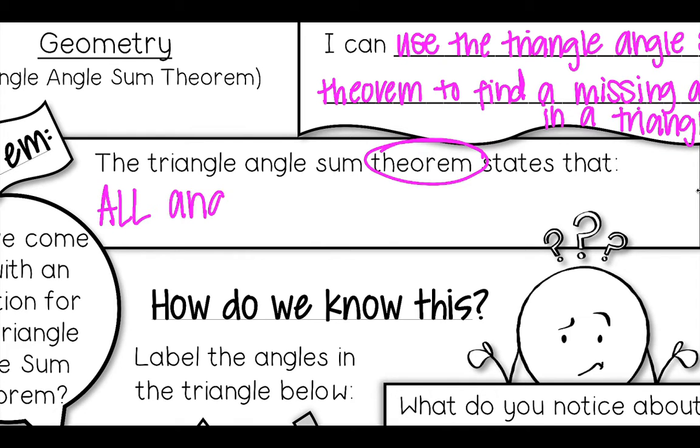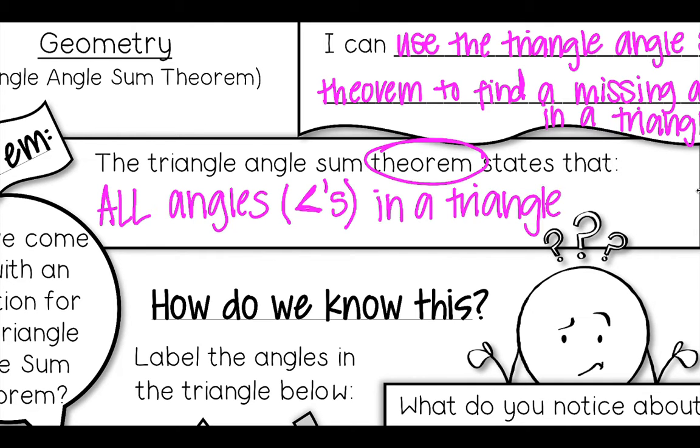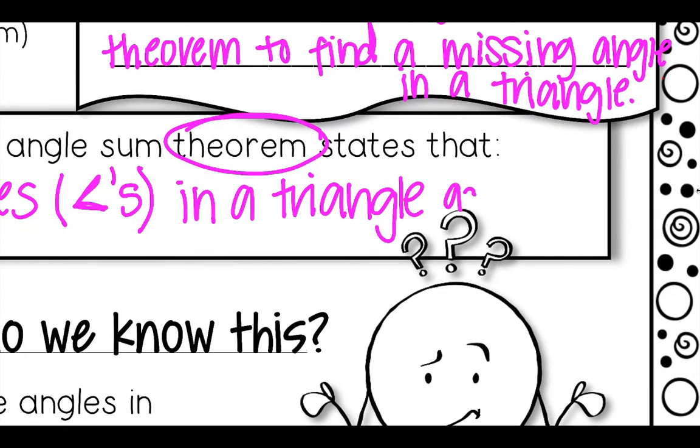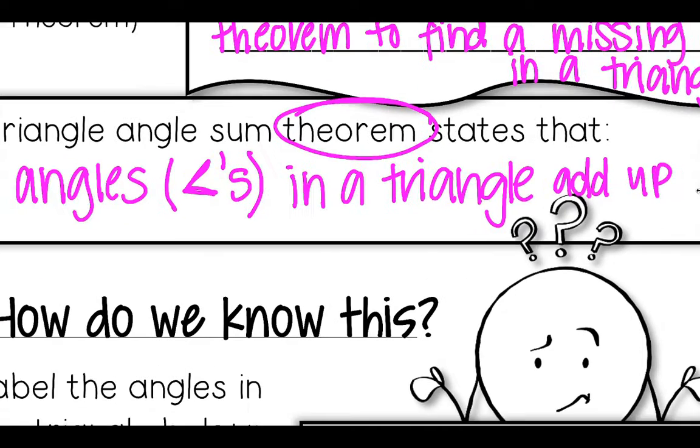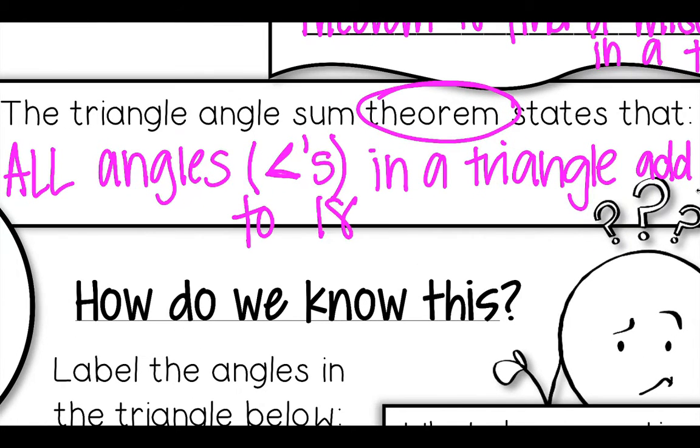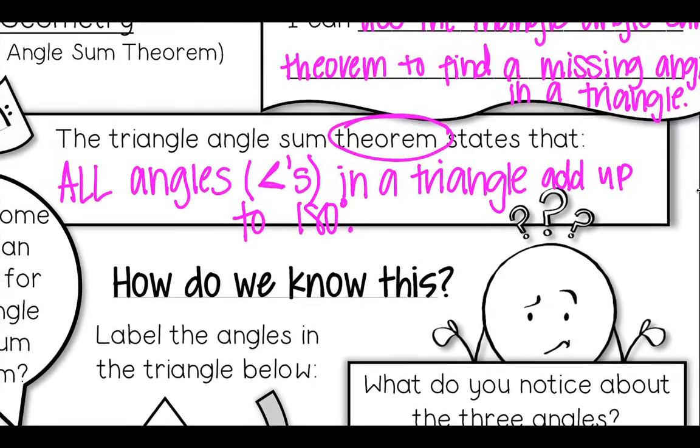So the triangle angle sum theorem states that all angles, and a little shortcut for angles is to draw a little angle sign. It looks like a less than sign, except it's not as sideways. It sits on its side there. You might see me draw that. So all angles in a triangle add up to 180 degrees. So that's the theorem.